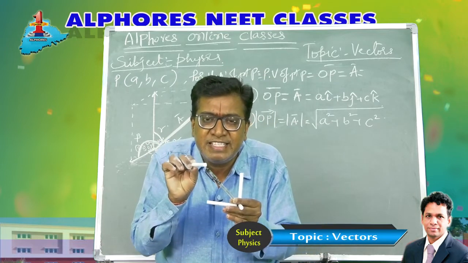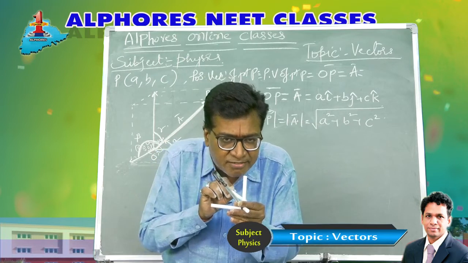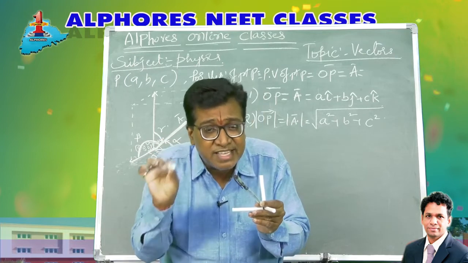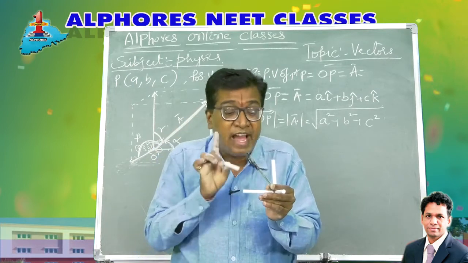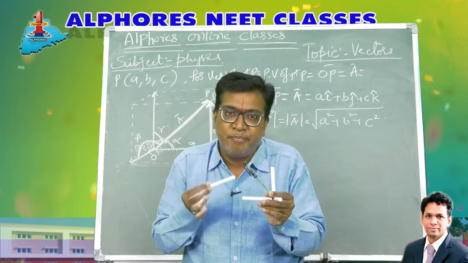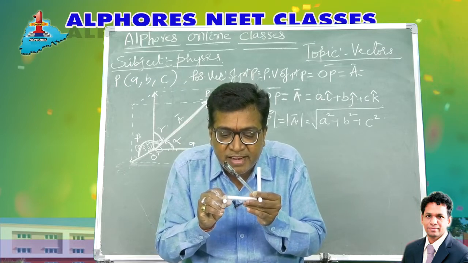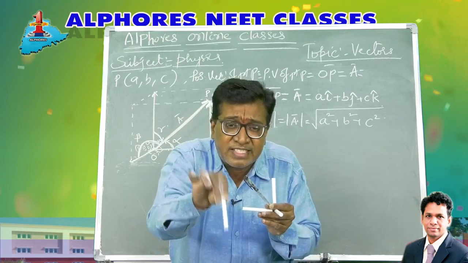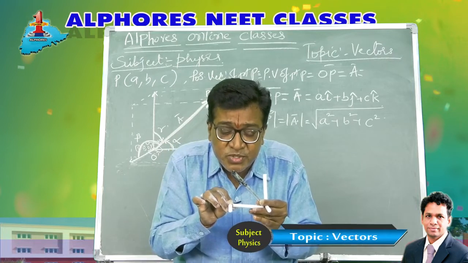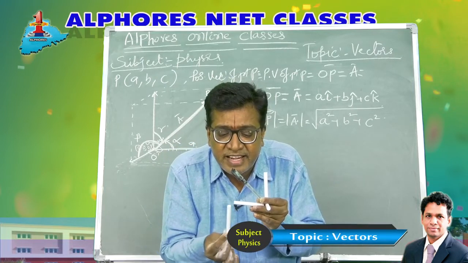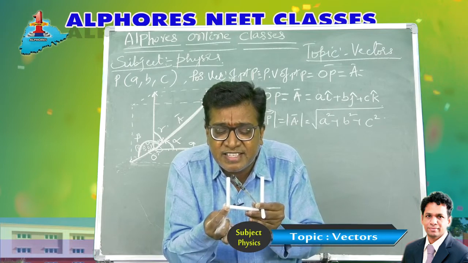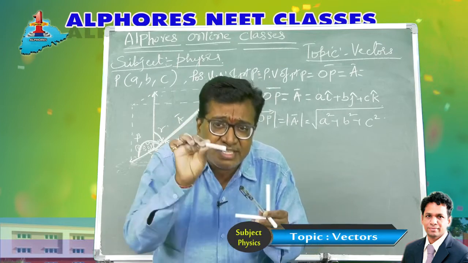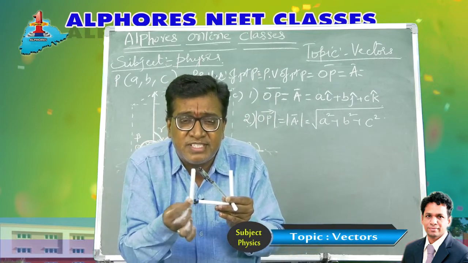Then how do I reach this point? First I started from the origin. I travelled A units along the x-axis. Along the x-axis each unit is i cap, so it is A i cap. Then I moved parallel to the y-axis like this, B units. Each unit along the y-axis is j cap, so it is B j cap. Later from there I travelled C units along the z-axis in the upper direction. One unit along the z-axis is k cap, so it is C k cap.